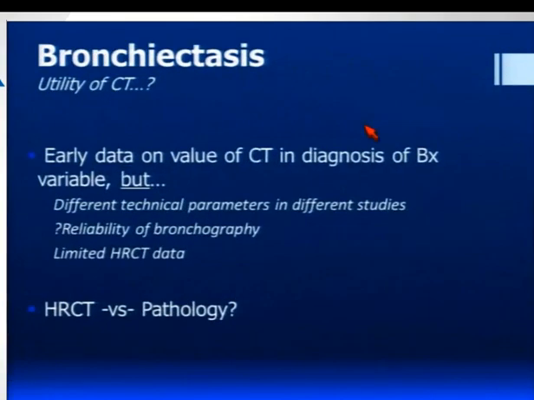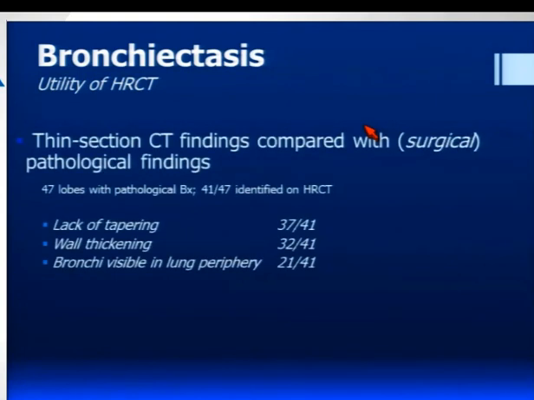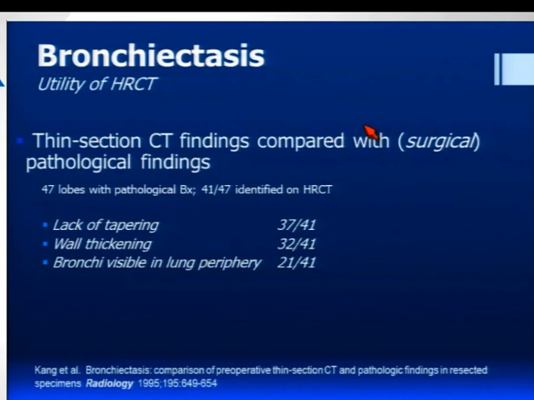Now, what about CT? Well, if you read the early literature on CT, actually CT really didn't do that well. However, that was before the era of high-resolution CT. So how good is high-resolution CT in making the diagnosis of bronchiectasis? Well, it depends on what study you use or what you put up against it. Now, this was a study published by Kang and colleagues from Nestor Muller's unit, and this was perhaps the first study that compared CT, or high-resolution CT, with the so-called gold standard of pathological diagnosis.